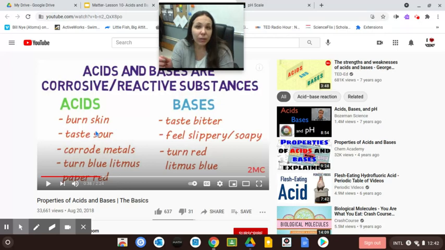So it'll take the blue litmus paper when you dip it in and it will turn it red. If you take red litmus paper and it doesn't change color, it'll still give you the same result. You'll know it's an acid.